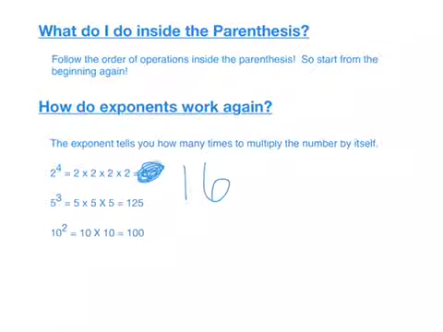On my next one here, I've got 5 to the 3rd power. So 5 times 5 times 5. Should be a little x, sorry. So 5 times 5 is 25. Times another 5 is 125. Okay. And then 10 to the 2nd power. So 2 tens. 10 times 10 equals 100. So exponents tell you how many times to multiply the number by itself.